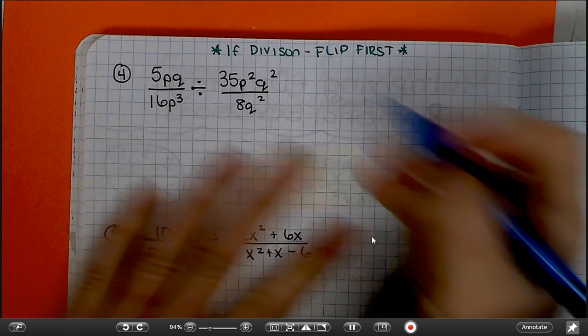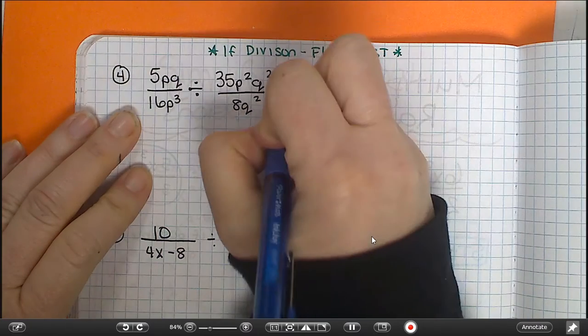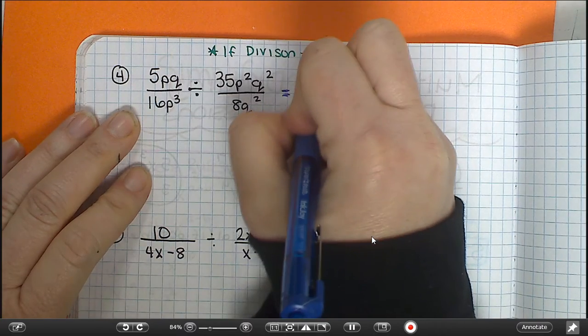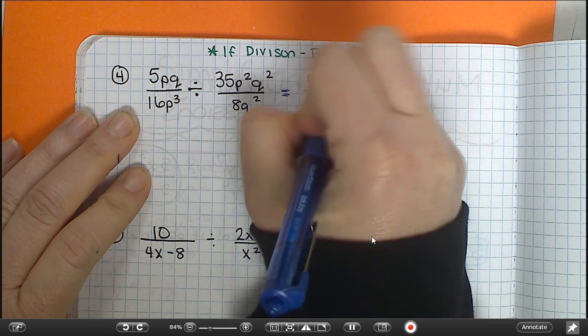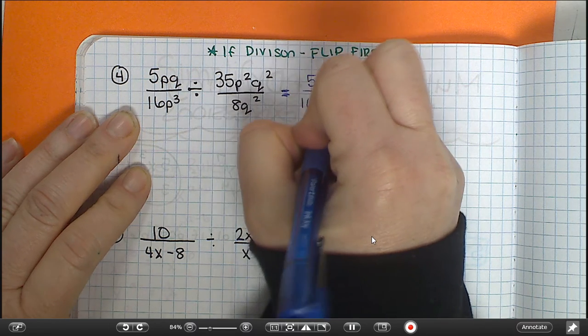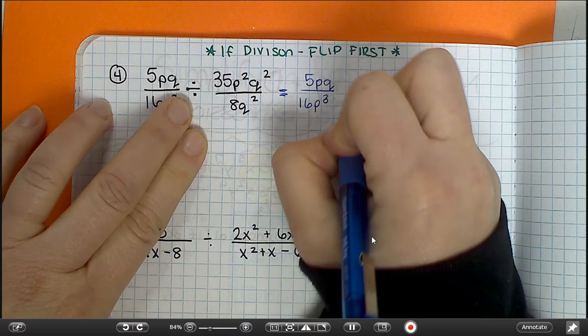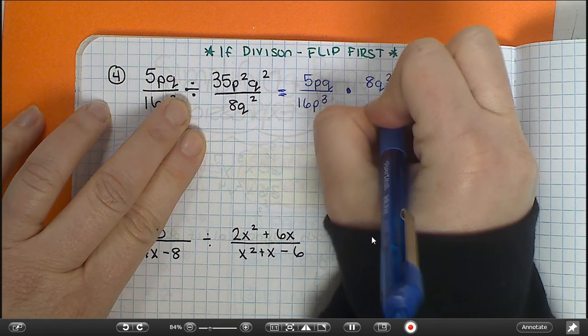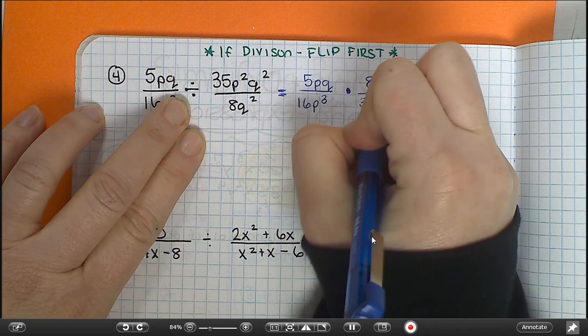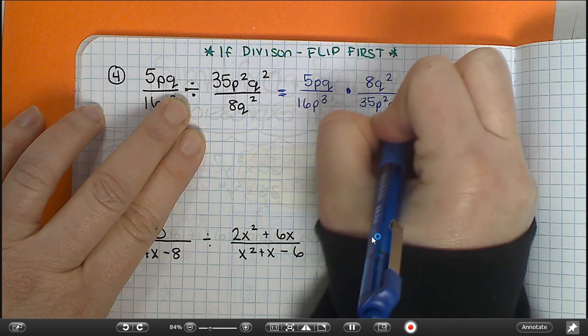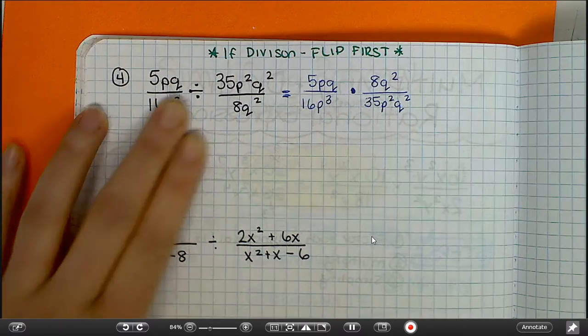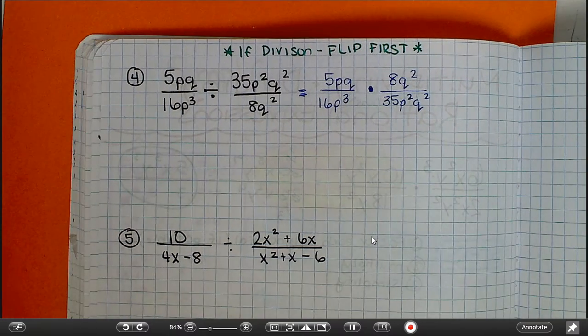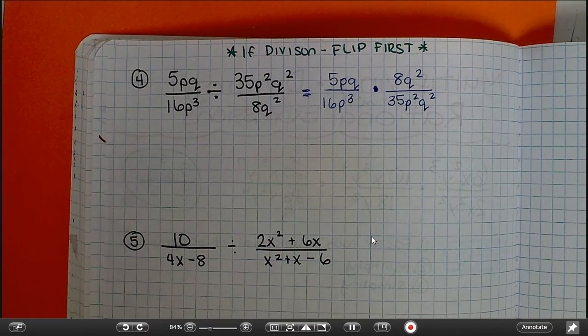So this is what that means. Instead of doing this problem, I'm really going to be doing this one. I'm going to flip it over, so write the reciprocal and change to multiplication. That's it. Flip and change the sign. So now we're in a multiplication problem, and we're going to do this the same way.